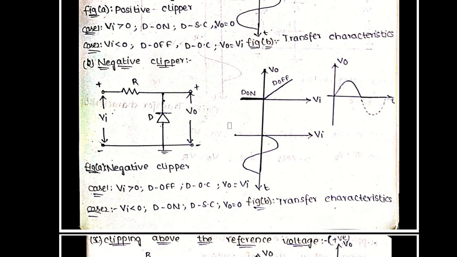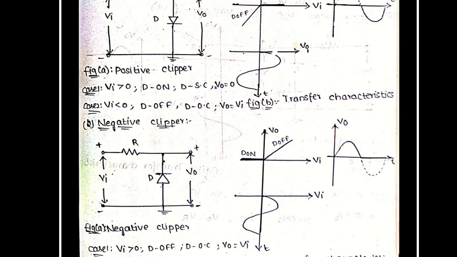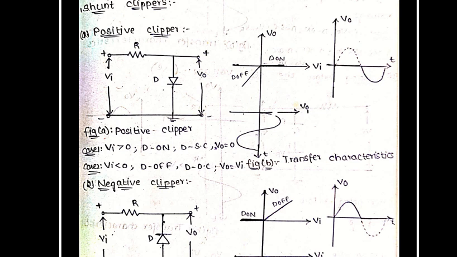This is about the working of the positive clipper as well as the negative clipper. For the positive clipper, the entire positive portion of the input signal is removed, and for the negative clipper, the entire negative portion of the input signal is removed. Because of these two specific properties, they are named as positive clipper as well as negative clipper circuits.